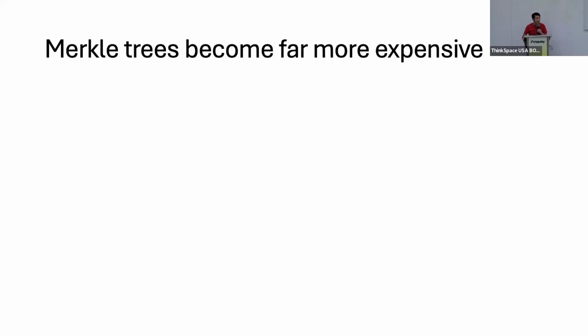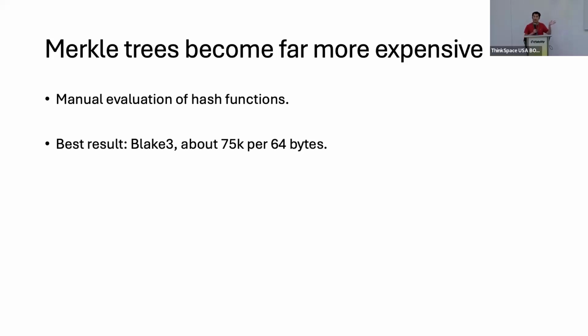And another problem, so this actually comes back to the title, is why this would be very difficult without Opcat: now Merkle trees also become much more expensive because you need to manually evaluate the hash function. The best result we know at this moment for manual evaluation of a hash function is probably like 75,000 script bytes for hashing 64 bytes. And that's from Blake 3.